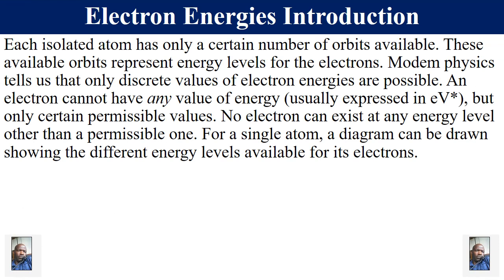Electron energies. In this slide, we are trying to establish the relationship between orbital shells and energy levels. This comes from modern physics, which states that we only have discrete values of electron energies and not any other. That is to say, electrons cannot have any value of energy except the permissible ones. What we are simply saying is electrons exist in these shells, not between shells, and those shells have energy levels associated with them. As I have said before, electrons in the valence shell have the most energy when compared to electrons in the inner shells. So we now want to see the relationship between valence shells and energy levels.